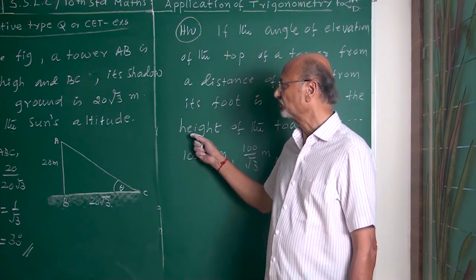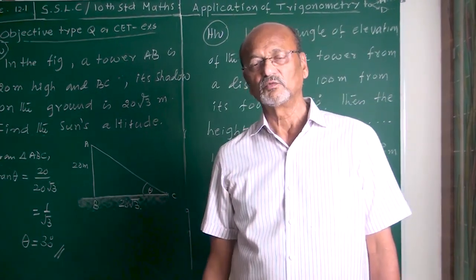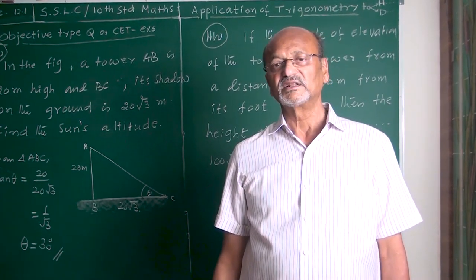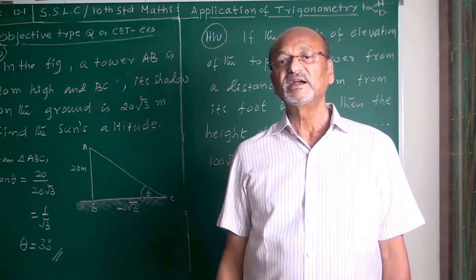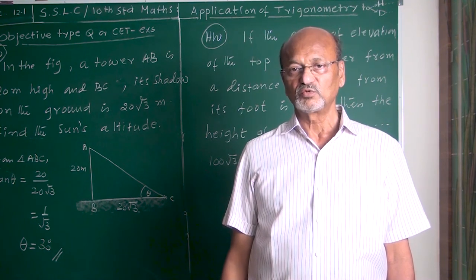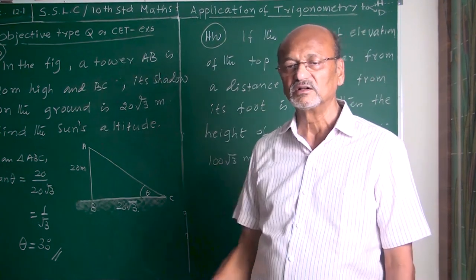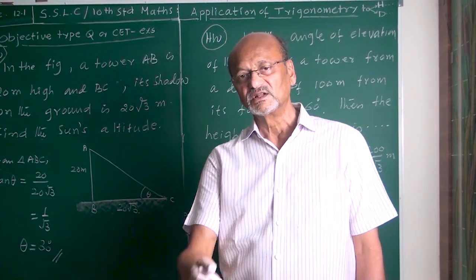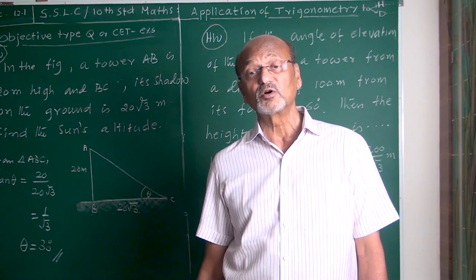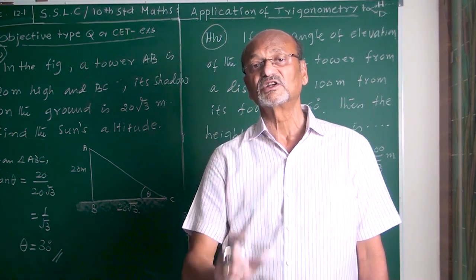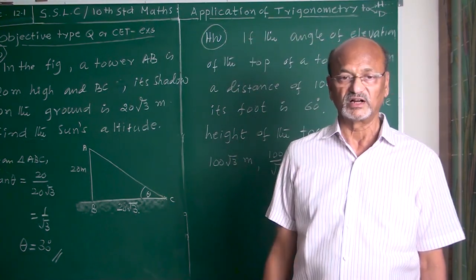Just one more question, my friends, an objective type or CET or competitive exam example. With this, that finishes applications of trigonometry to heights and distances, chapter number 12. I considered examples from exercise 12.1 and one or two solved examples. There are remaining 2-3, example number 5 and example number 3. They are good examples even though they are solved examples in your textbook. Please refer to the solved examples, and example number 4.